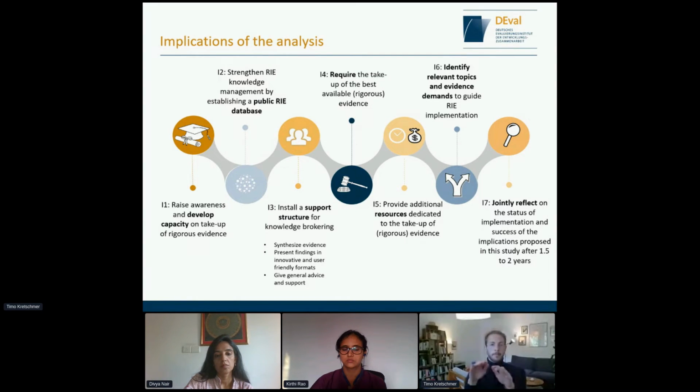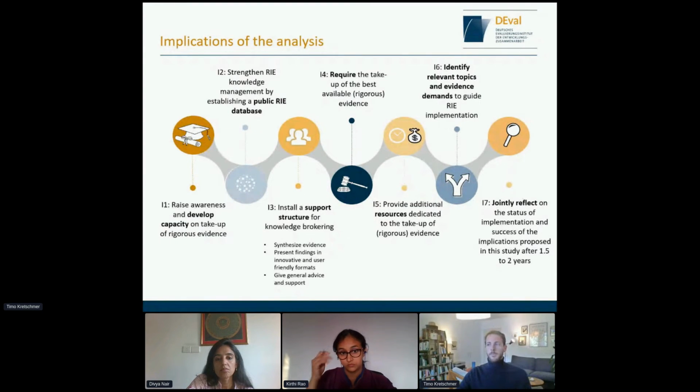And we saw that there is no one silver bullet. So it will not work to just implement one thing and then German development cooperation is fine and will take up the evidence all the time. Instead, it needs a range of things to be addressed. And so those are seven implications. One is raise awareness and develop capacity on take-up of rigorous evidence. So just awareness building and capacity development.